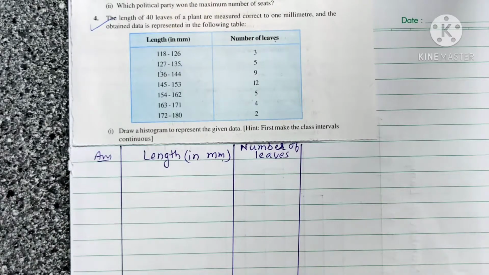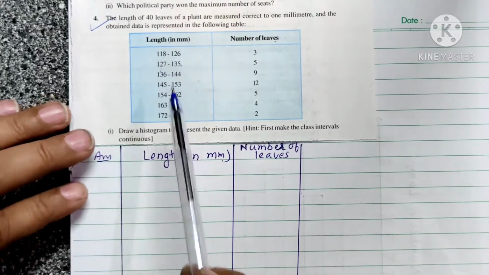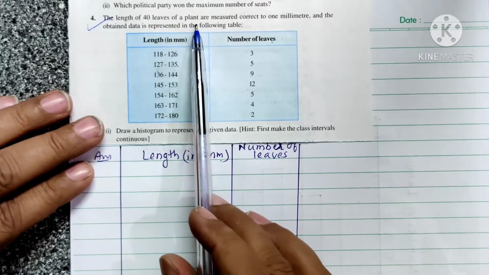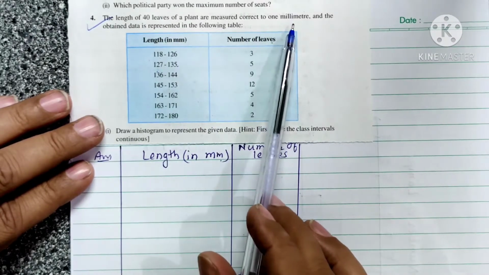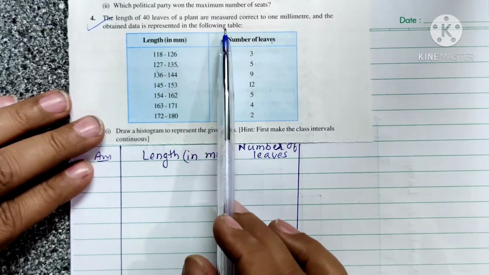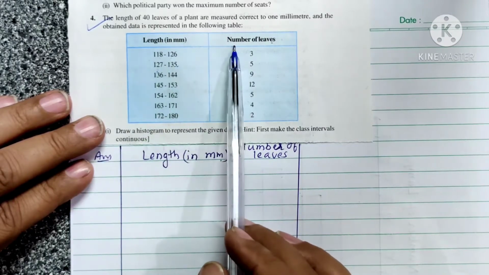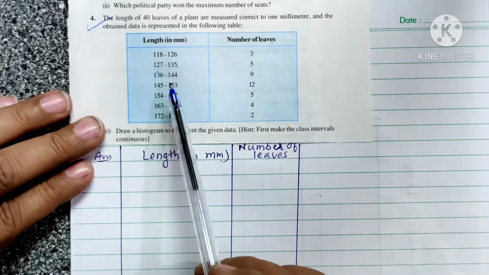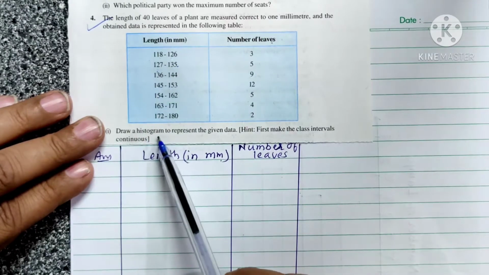Now let us do another question. The length of 40 leaves of a plant are measured correct to 1 millimeter, and the obtained data is represented in the following table. Length is given in millimeter and number of leaves. In this table we have to draw the histogram.